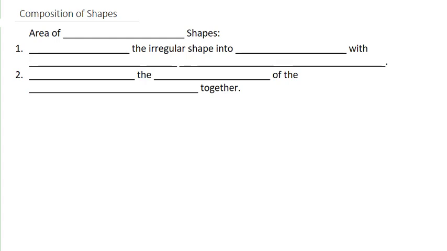Composition of shapes. Area of irregular shapes. Our first step is to separate the irregular shape into shapes with known formulas. And our step 2 will be to add the area of the shapes together. So let's look at example 1.